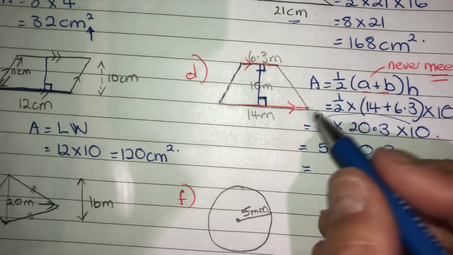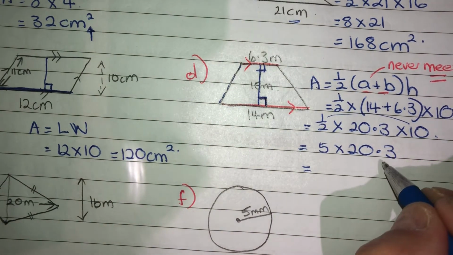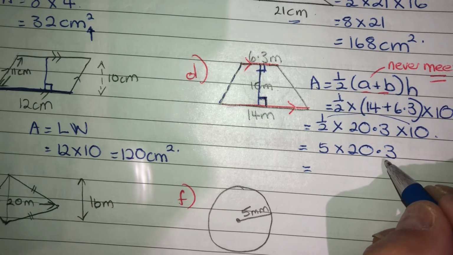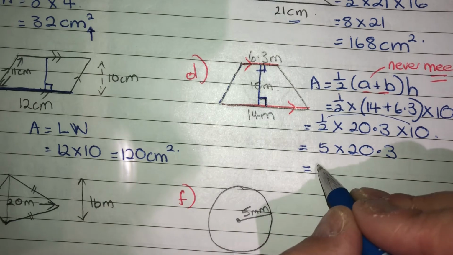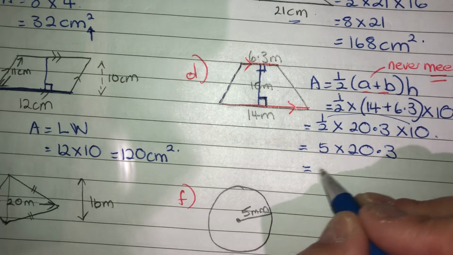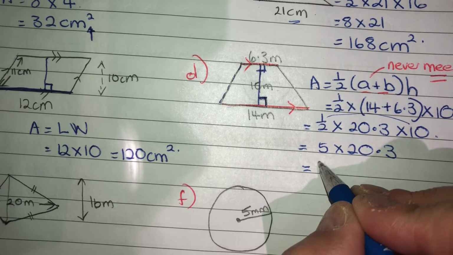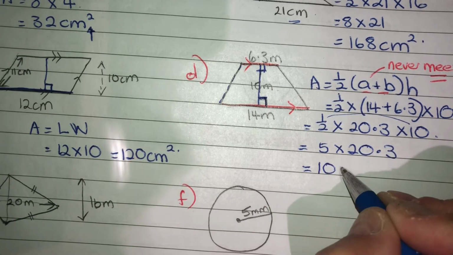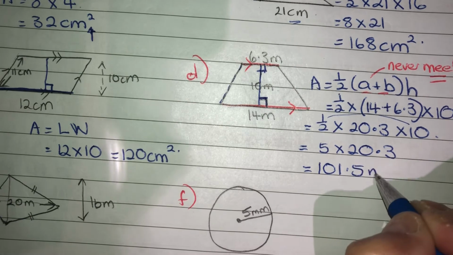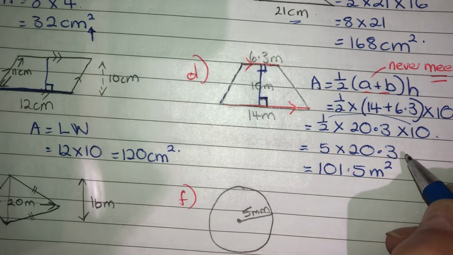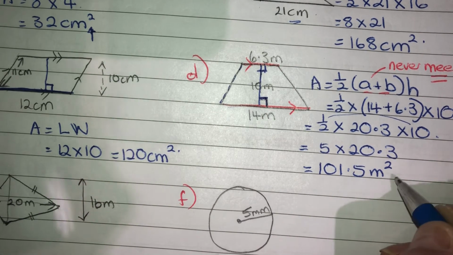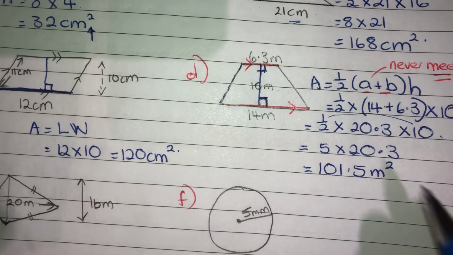Is 520 is 100.3 times 5 is, gosh, what am I doing? 101.5, I think. 0.3 times 15, yeah, 101.5 should be right. 5, 10, 15. Yep, that sounds good.